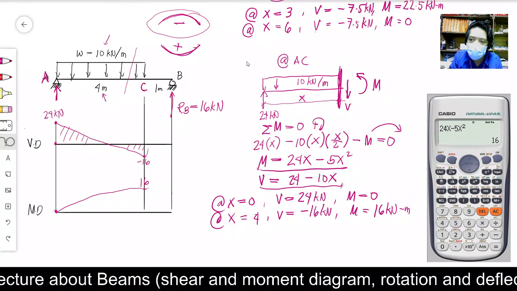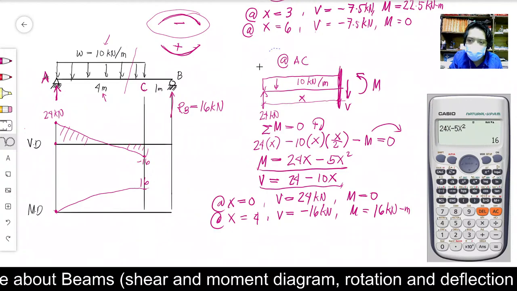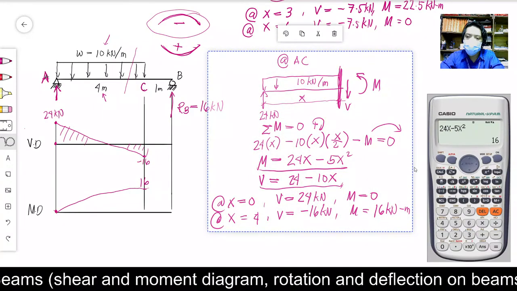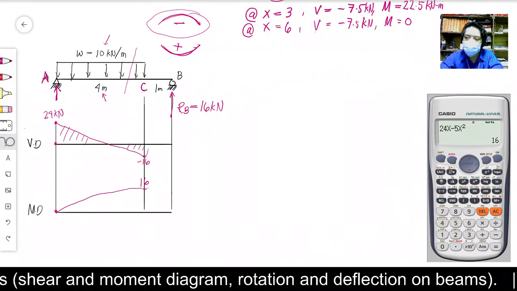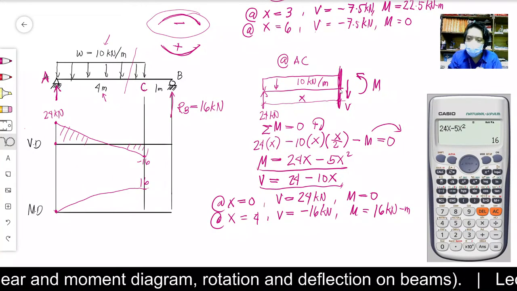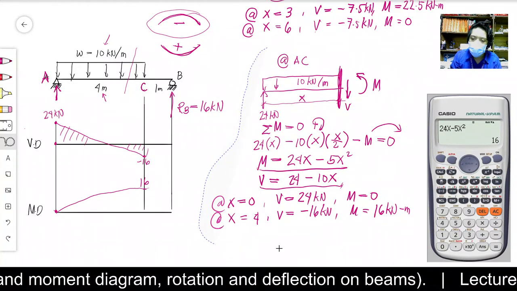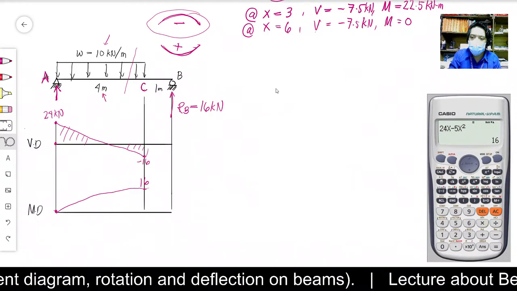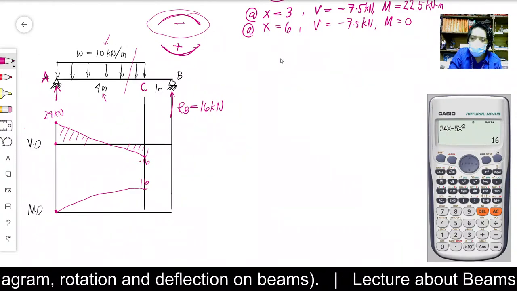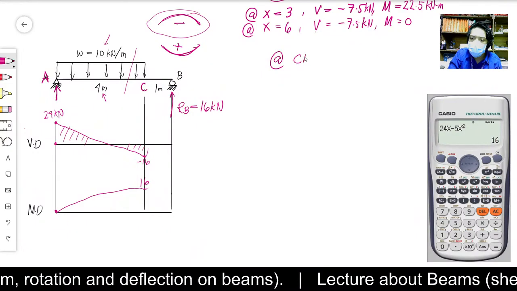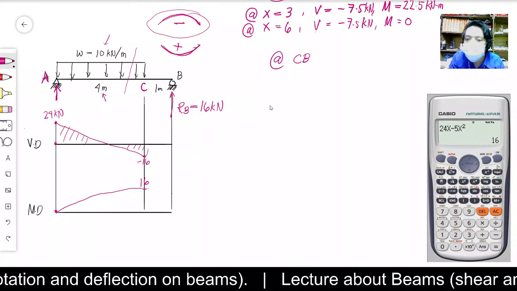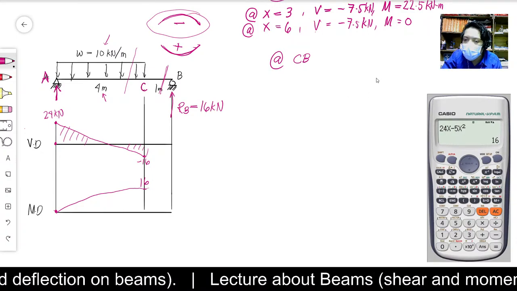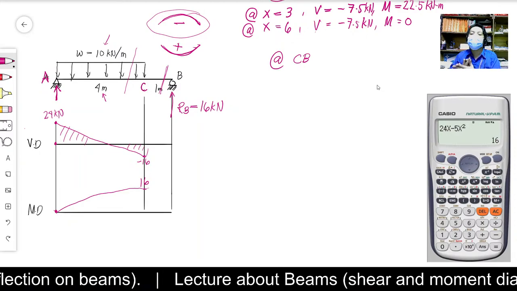Now, let's go to segment BC. Let me erase this one first, I have no more space. Okay, now let's go to segment CB. We pass a cutting plane here, then we isolate the section.